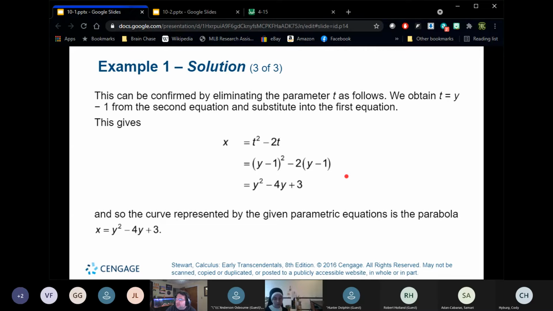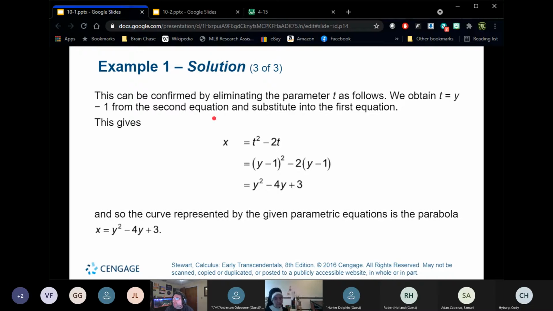So we talked about that. The other thing we can do is take a parametric equation and change it back into a regular function as well, by just plugging in the value. So on this one, we had x equals t squared minus 2t. And the other equation was t equals y minus 1.